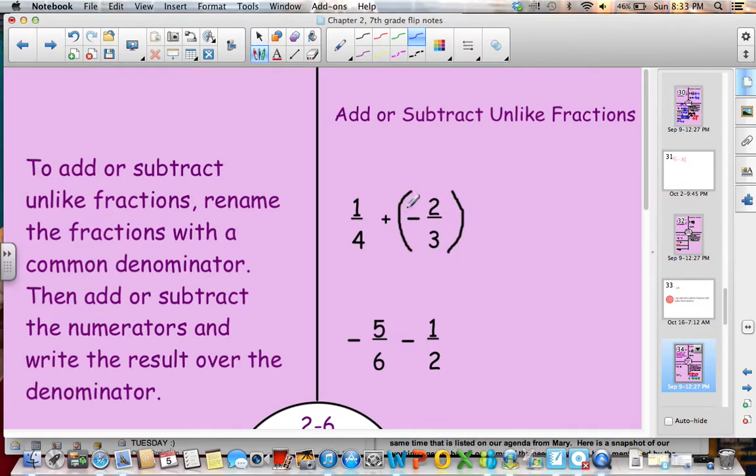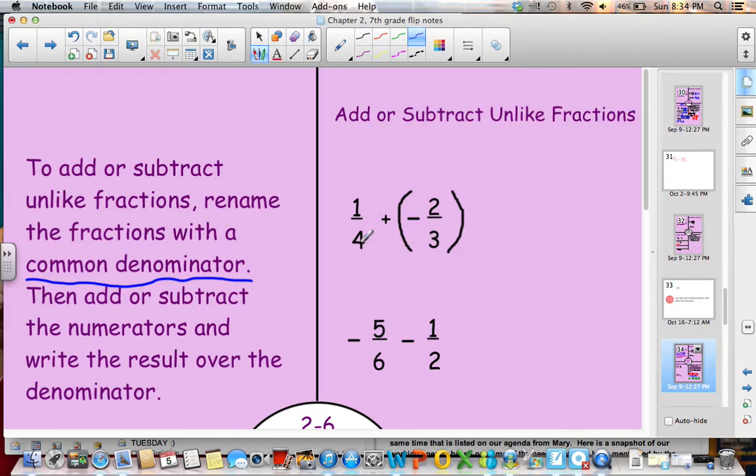Unlike fractions are when the denominators are different. So if you look at these two fractions, 4 and 3 are our denominators. They're different, so that makes them unlike fractions. If we want to add or subtract unlike fractions, we need to rename the fractions with a common denominator, meaning we need to find a number that both 4 and 3 go into, so then we can think back to 2-5 and add our like fractions.